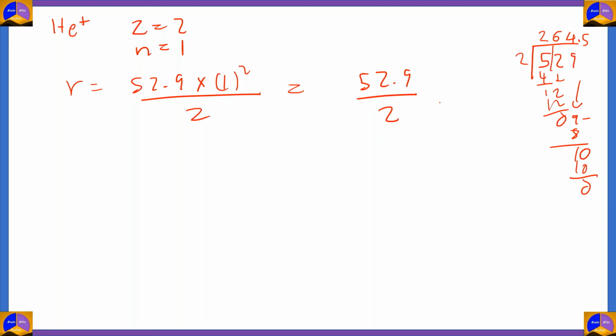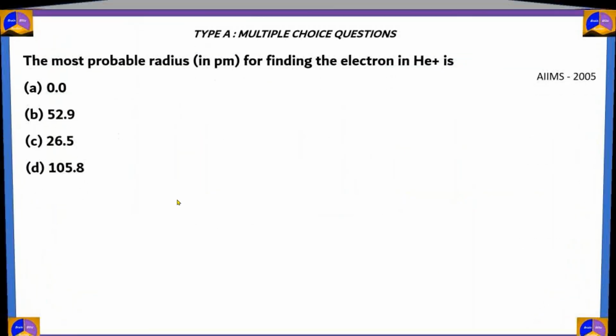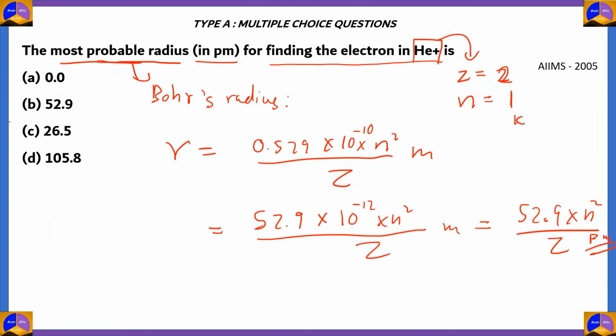And since our quantity is 52.9, the decimal point moves one more unit left. So we get our answer as 26.45 picometers. So 26.45 can be approximated to 26.5 picometers. And if you look at our options, you find that option C, 26.5, is the right answer.